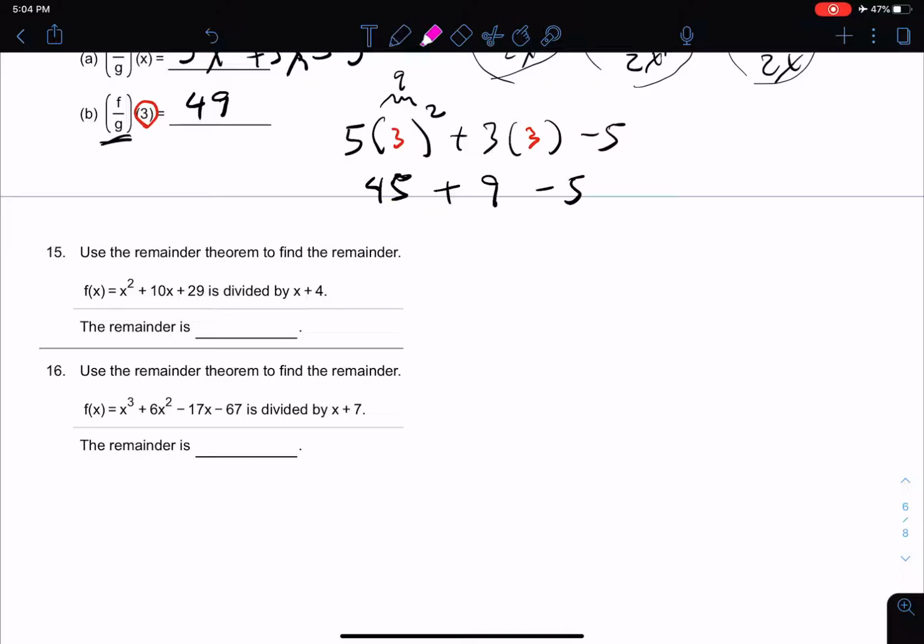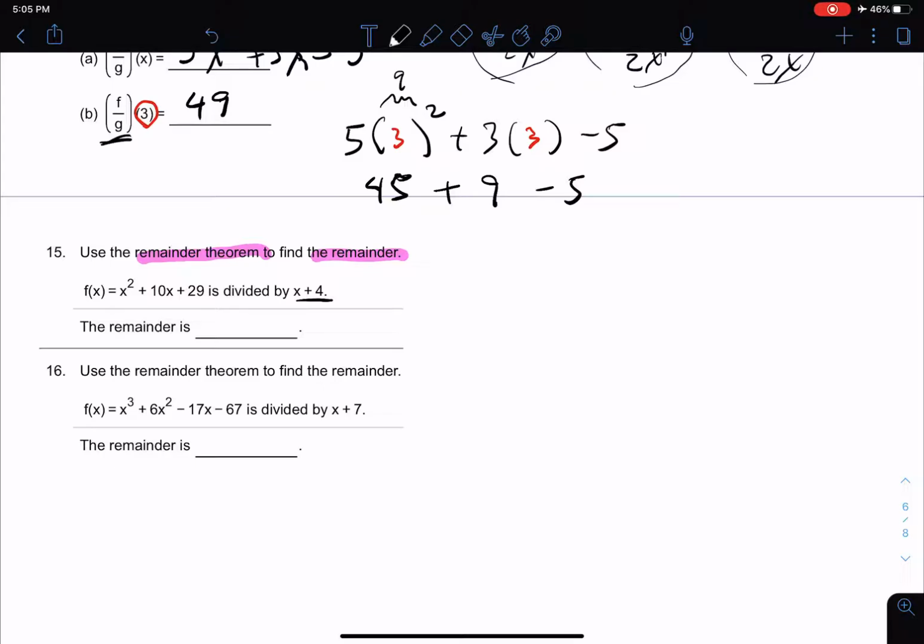We've got something new here. It's called use the remainder theorem to find the remainder. Can I just use polynomial long division to find the remainder? The answer is yes. And look, the divisor is just linear, x to the first power, so couldn't I use synthetic division to find the remainder? The answer is yes. They want us to use the remainder theorem to find the remainder.